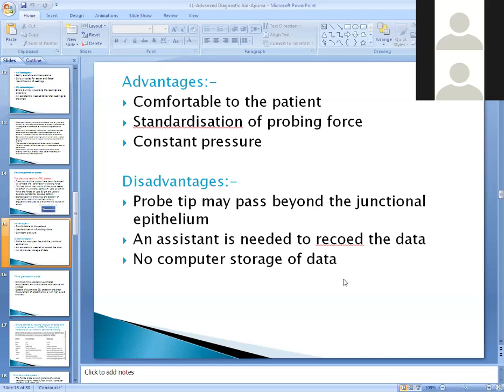Other than that, the probe tip has the same disadvantage I have just discussed. Then another assistant is required, and there is no computer storage related to this probing system. Okay.